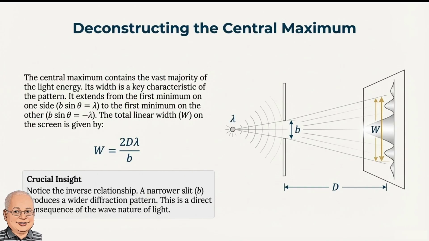So the total linear width W is 2D lambda by b because of this extension. So we get a crucial insight, the inverse relationship: we have got 2D lambda by b. If we have a narrower slit, b is smaller, that will produce a wider diffraction pattern. This is a direct consequence of the wave nature of light.